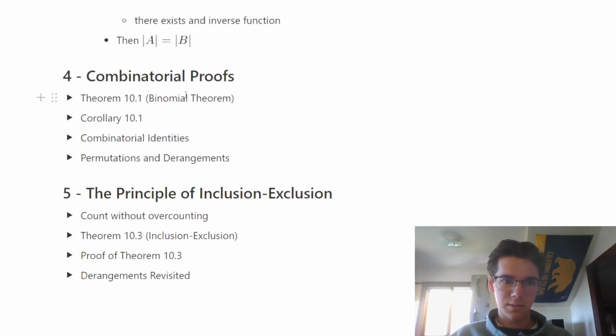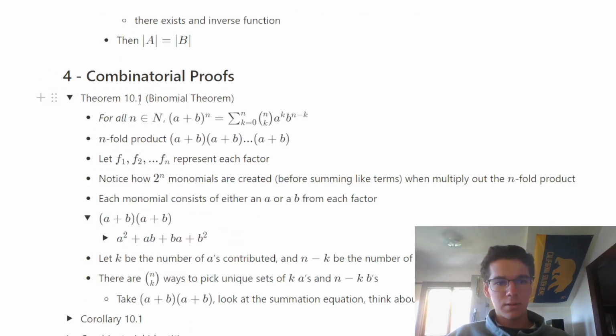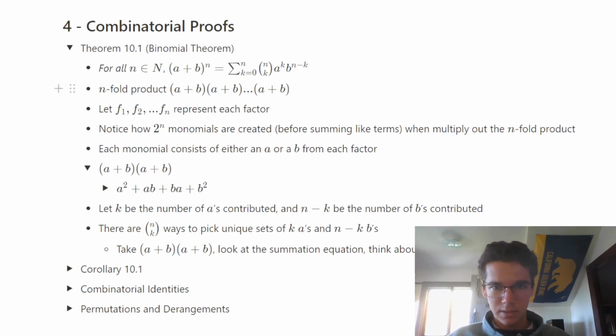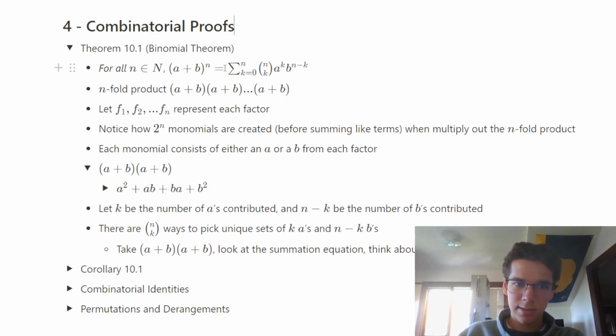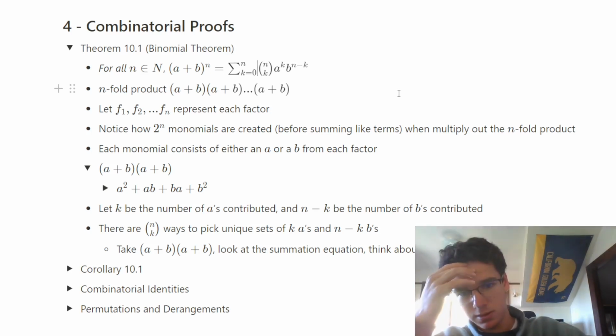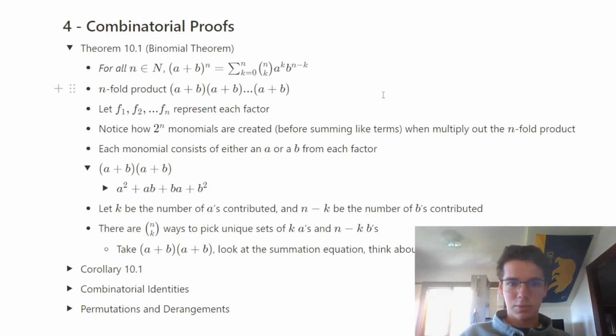So this is about combinatorial proofs. And the first one we're going to go over is called the binomial theorem. Basically we're saying for all n in the set of natural numbers, if we have these a plus b factors, and we multiply them out n times, then we're going to get something that is of this form. And while this didn't occupy much space in the notes, this took me quite a long time to understand, and even now I don't think I fully understand it, but we're just going to go over what this stands for.